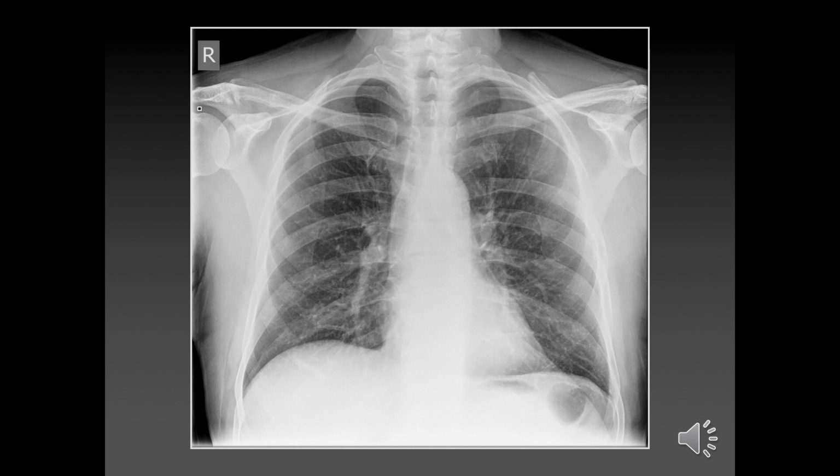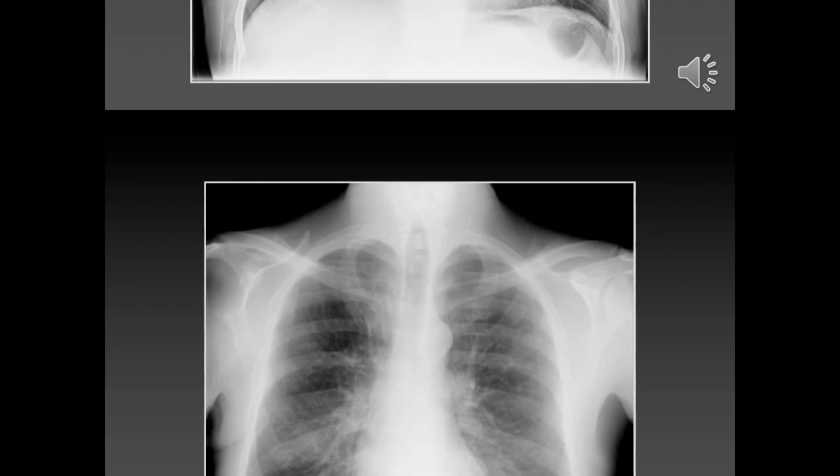Can everyone see the fracture? So there's a fracture here. There. All right.